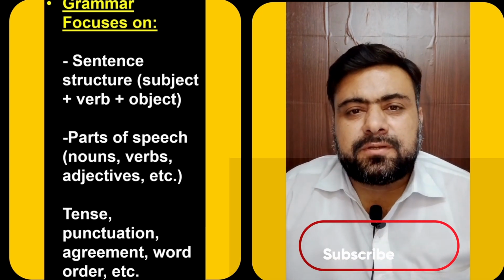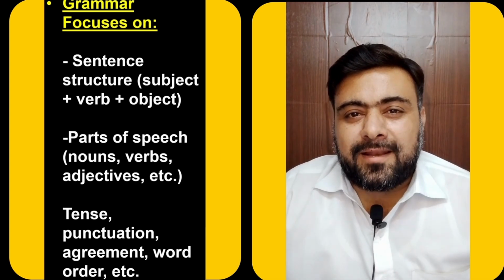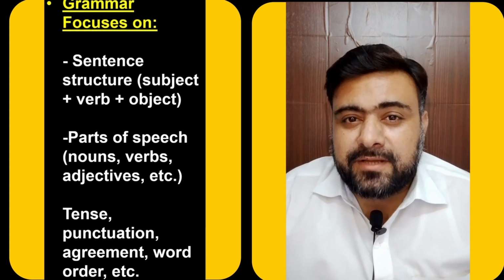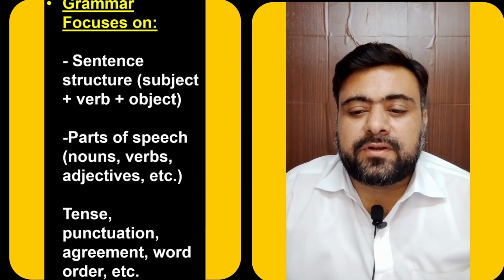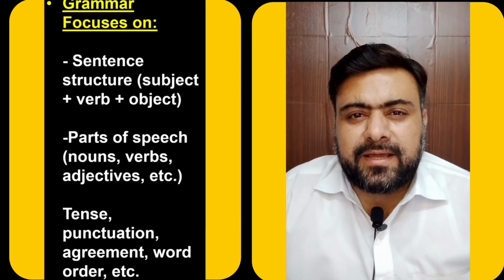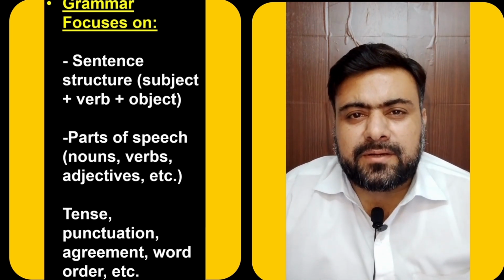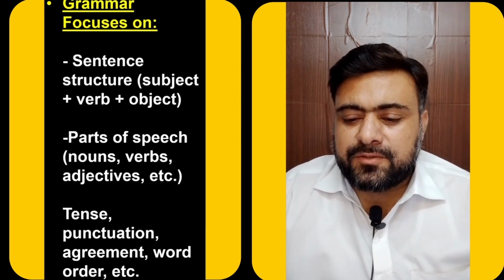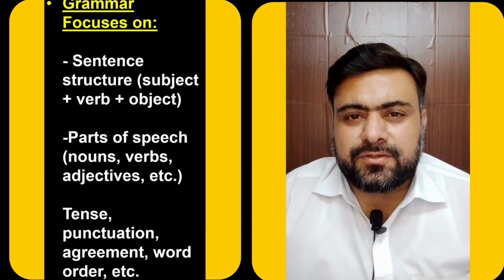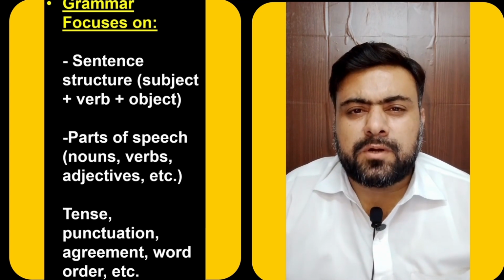Second, parts of speech, words. In the beginning of the lecture, I told you that the English language is nothing but a collection of words. These words are divided into different categories. These categories are called parts of speech, for example, nouns, verbs, and adjectives. When we study them, they are introduced to us by grammar. Furthermore, tenses, punctuation, agreement of words, and word order: all of these rules tell us about the tense of a verb, punctuation, agreement, and word order.